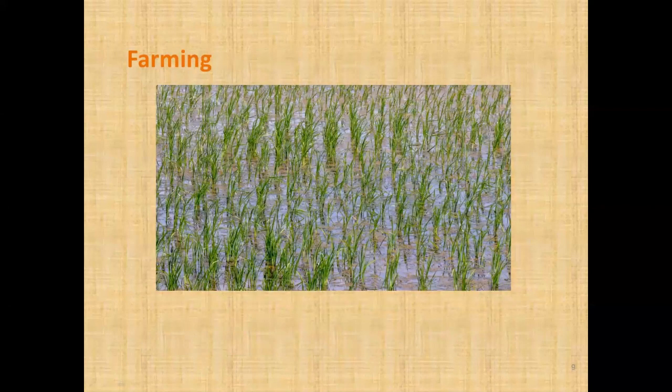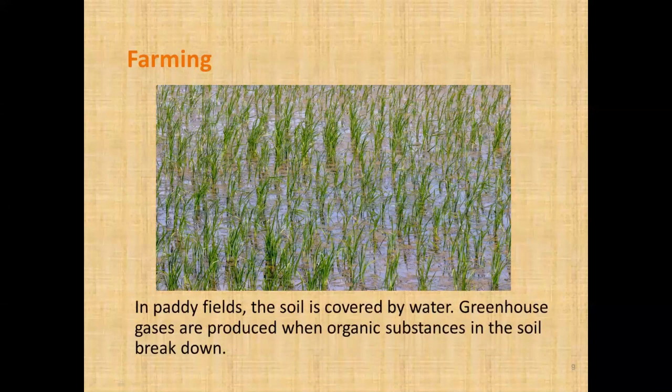And the next activity over here is farming. When we do farming, we will produce greenhouse gases, because when we grow crops in the soil, it will break down some organic substances, and during the process, greenhouse gases will be produced. So when we do farming, we are at the same time producing greenhouse gases. So now we see so many different kinds of human activities that cause the enhanced greenhouse effect.